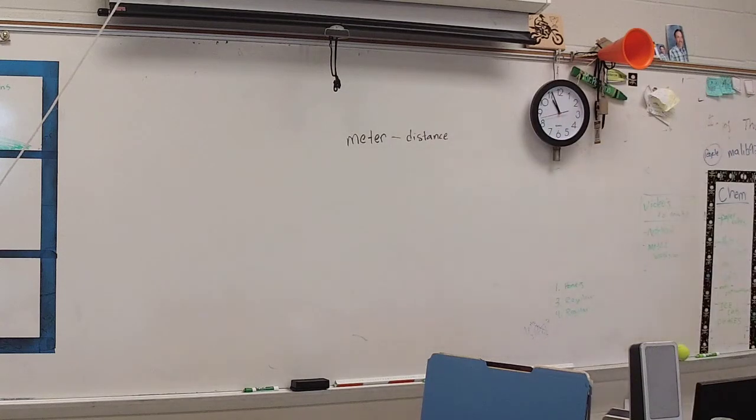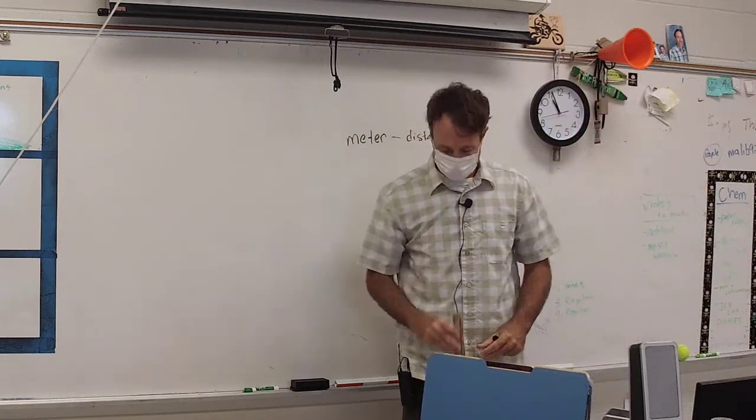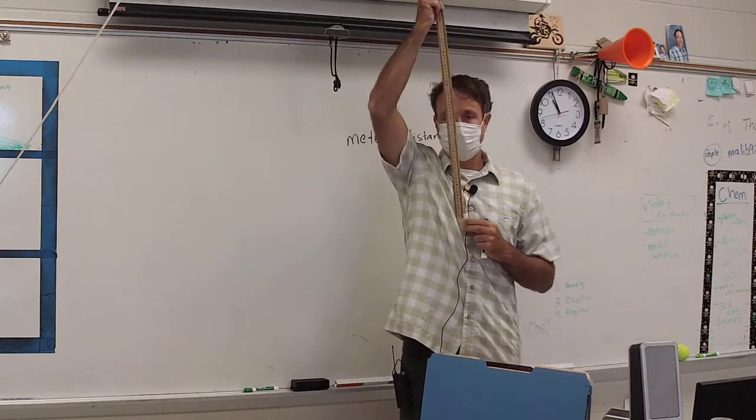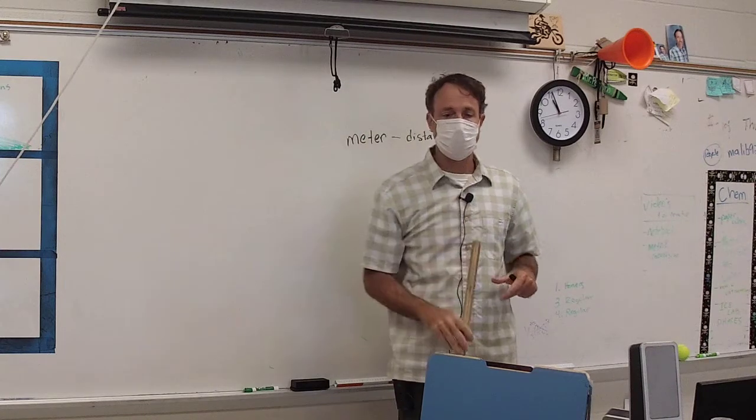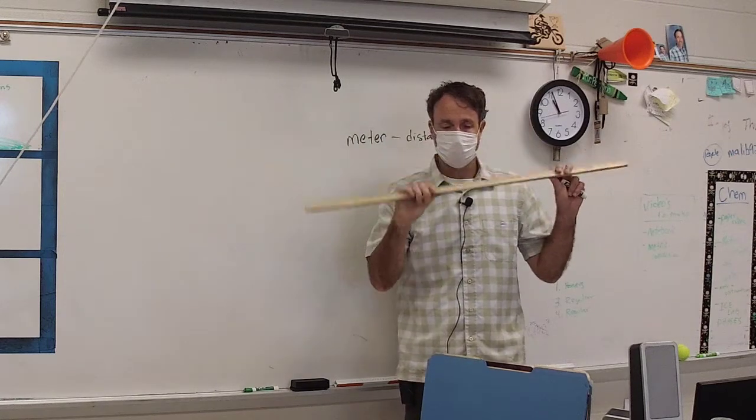All right, and a meter is this long. A meter is this long. This is a meter stick, okay? This is what a meter stick is. I am like 1.82 meters high. That's how high I am. That's my height. All right, so this is a meter stick, all right?